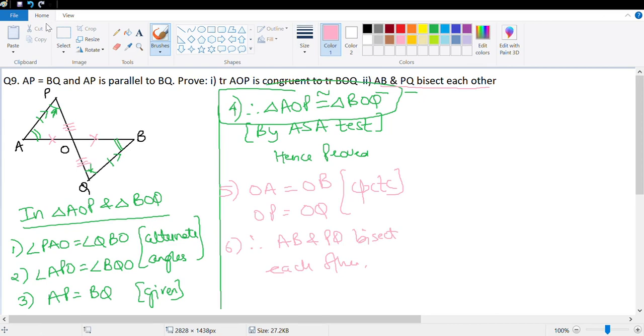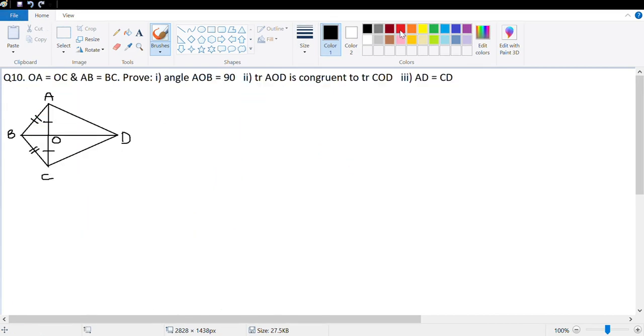Perfect. That was a simple question. Let's look at the next one. The next one that we are doing is question number 10. It says in the following figure, OA is equal to OC and AB is equal to BC. Prove angle AOB is equal to 90 degrees.